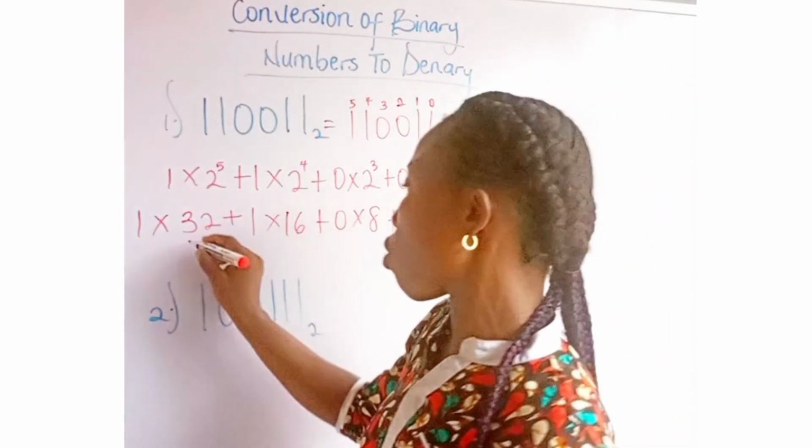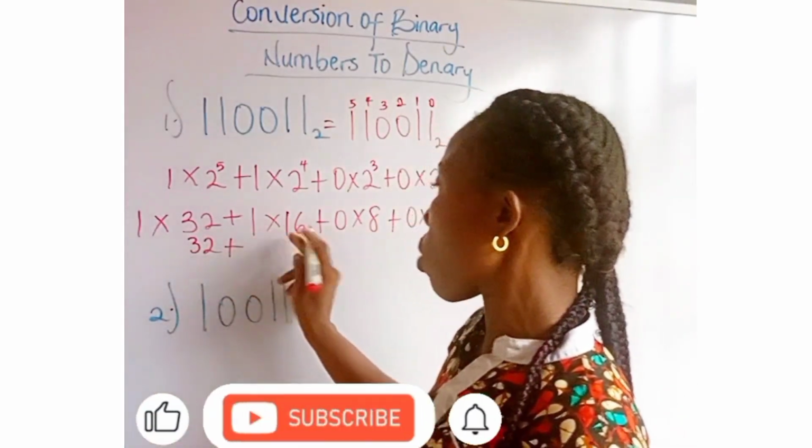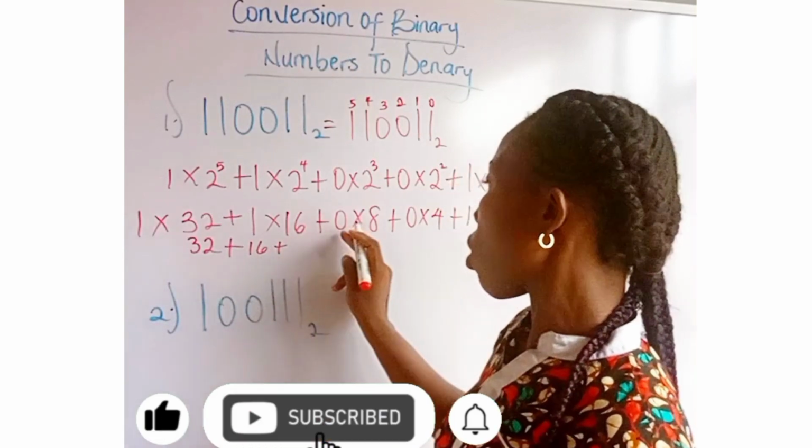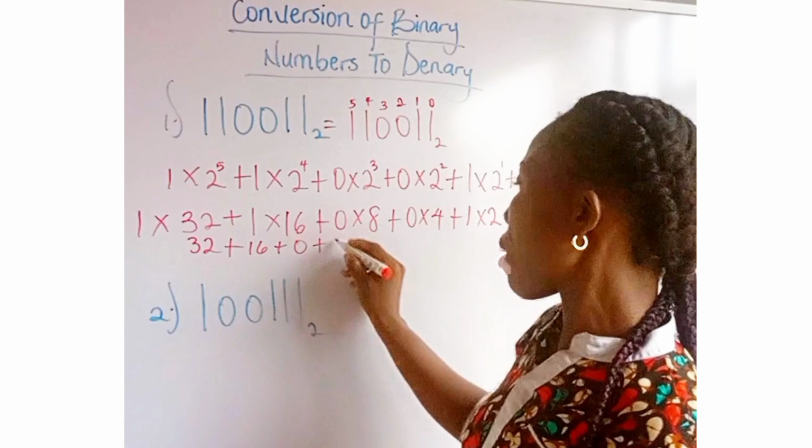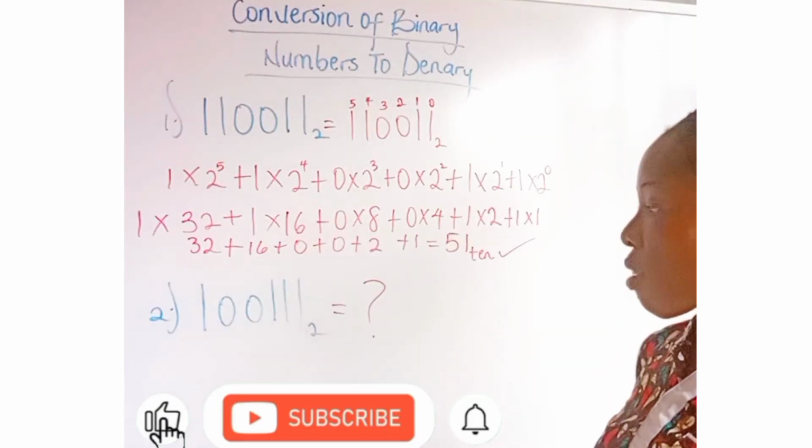So 1 times 32 is 32, plus 1 times 16, 16, plus 0 times 8 is 0, plus 0 times... be the answer for number 2.